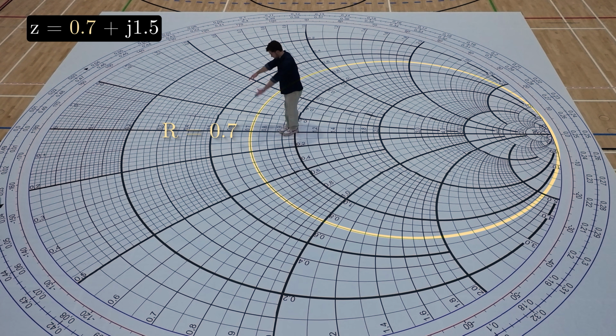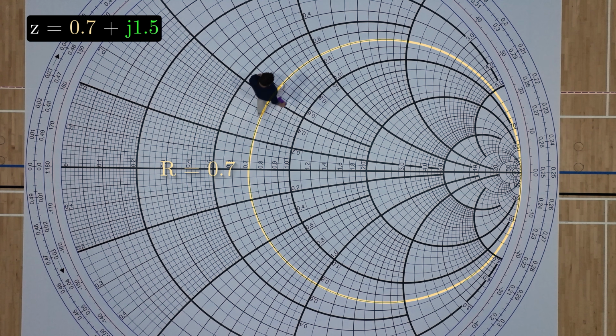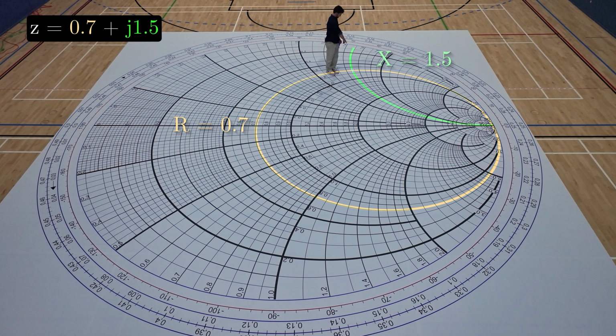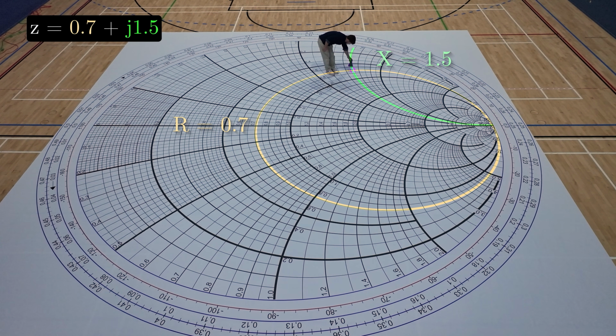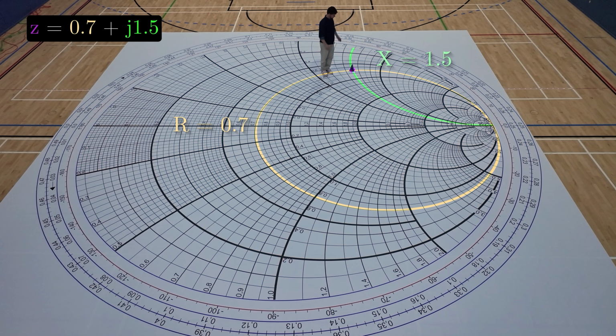Now let's find the imaginary part. It's positive, so it's above this axis. So I'll walk along this way, looking at these circles here to see where they intersect. And once we find where it intersects with 1.5, well, that's our impedance. Finding any impedance on this chart, we just go through the same process. We just find where the two circles intersect.